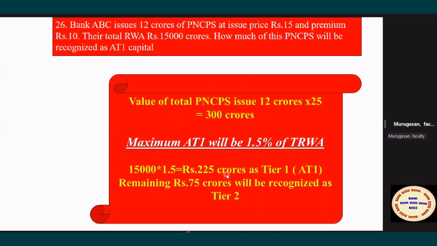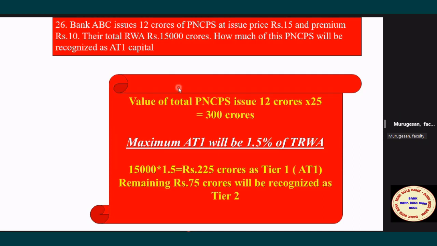A simple way for Tier 2, keep in mind, in Tier 2 there is a ceiling, no? You push it right now, but Tier 2 also has a ceiling. What's the Tier 2? Total Tier 2 should not exceed 2%, that is the maximum. 2% of the total risk-weighted assets. So total risk-weighted means the 2% means 300. Up to 300 you can go.